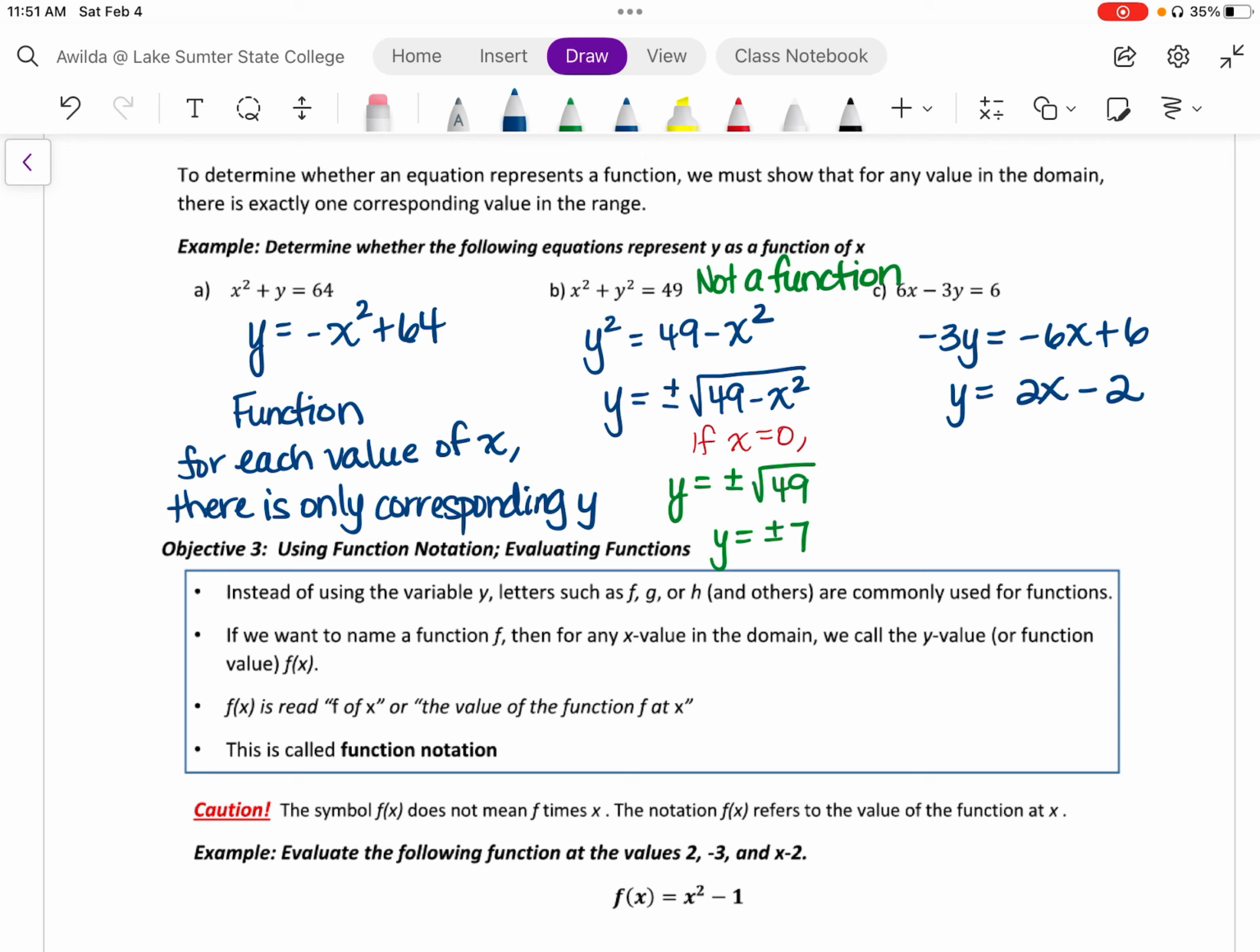And other than vertical lines, lines will always pass the vertical line test. In other words, there will never be 2 points that are vertically aligned. Again, the exception being vertical lines themselves. So this is the equation of a line. It's not a vertical line, so indeed this is a function.